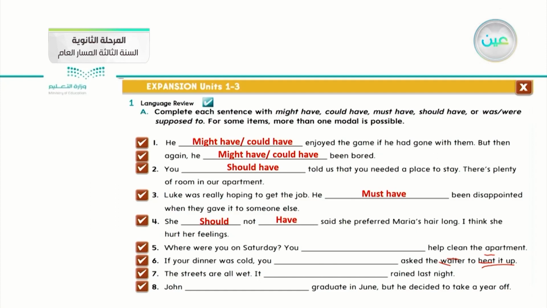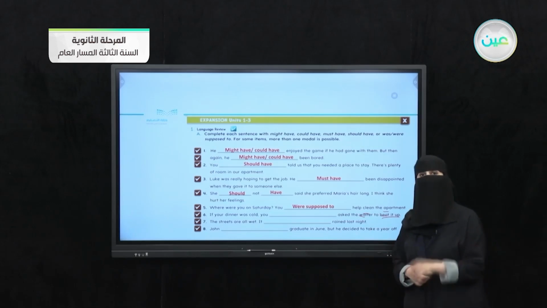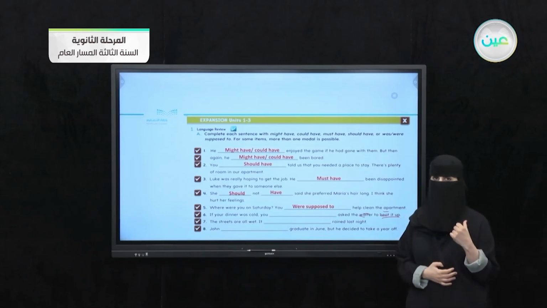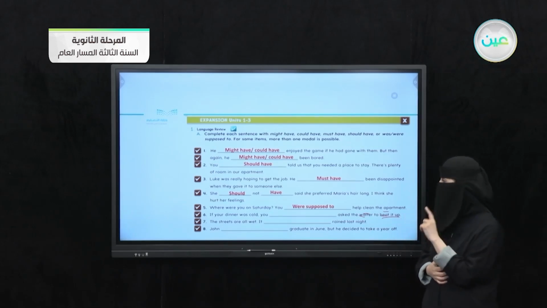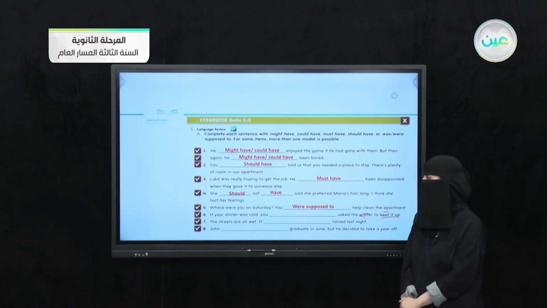And number five: Where were you on Saturday? What do you think the suitable past modal is as a good answer for that question? So we can say, you were supposed to. Then I use were because it's the past form of are. So are, you were, not you are, you were supposed to help clean the apartment.